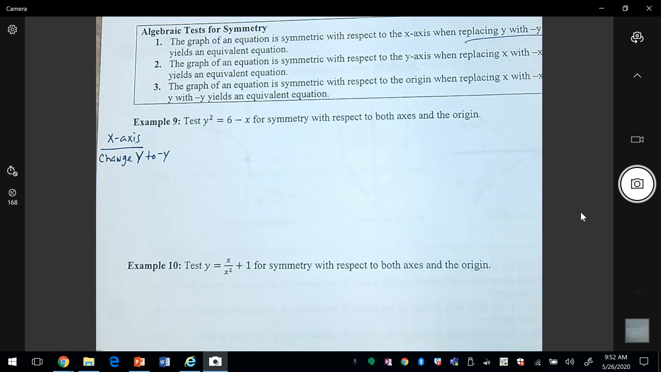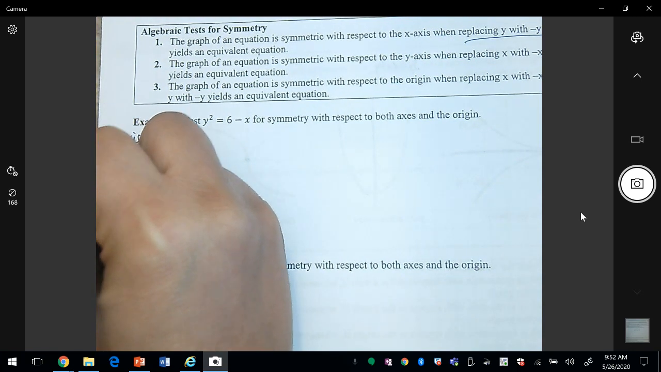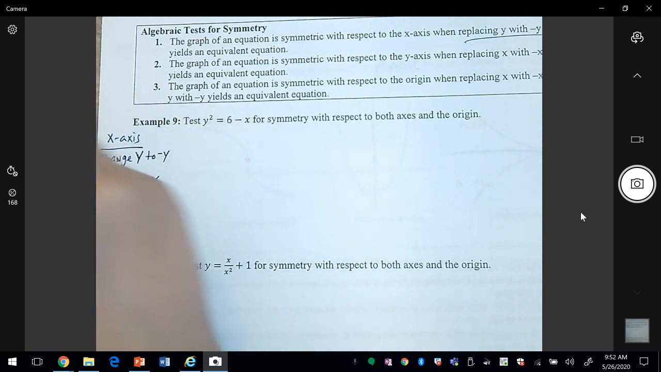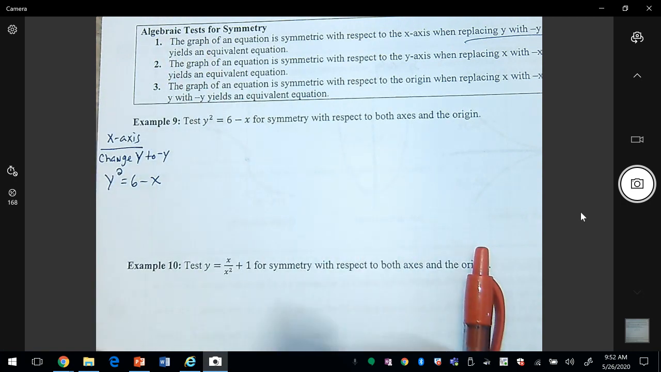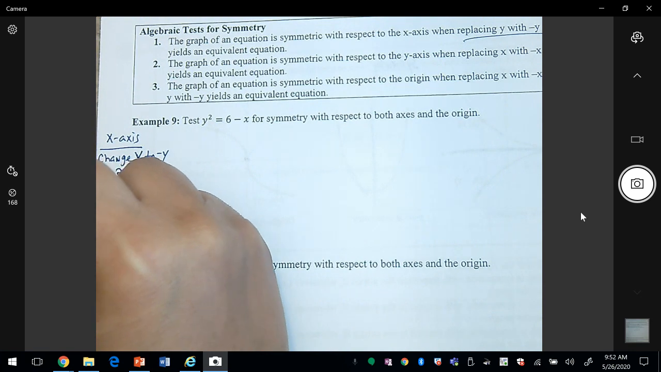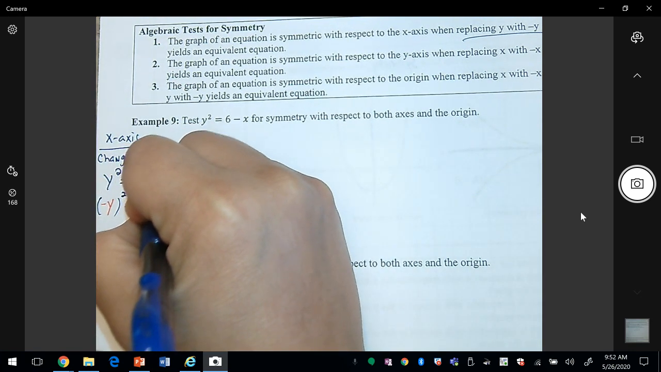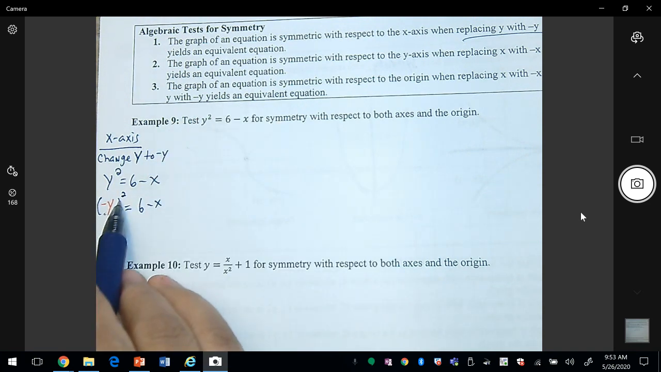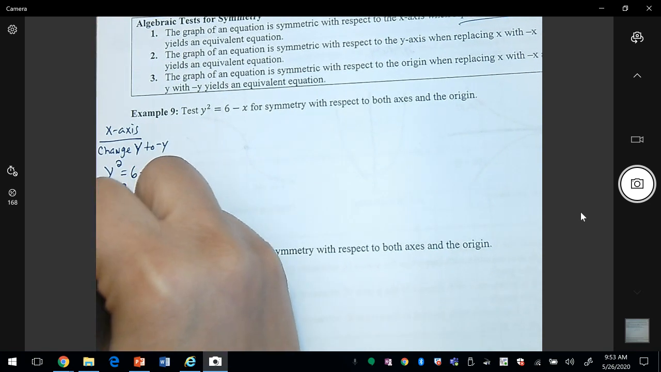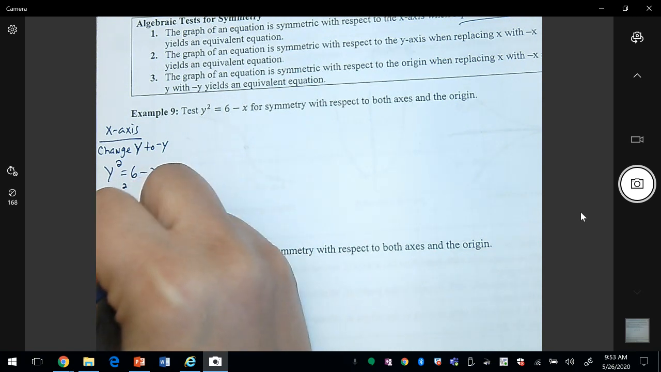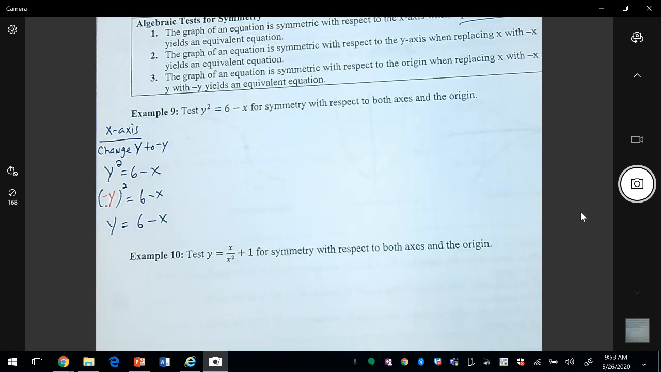Anywhere you see a y, let me just write the equation. Anywhere we see a y, we're going to replace it with a negative y. So here I have y, and instead of y, I'm going to write negative y. And then we're going to simplify. Negative y squared comes out as positive y squared. And so we get y squared equals 6 minus x.